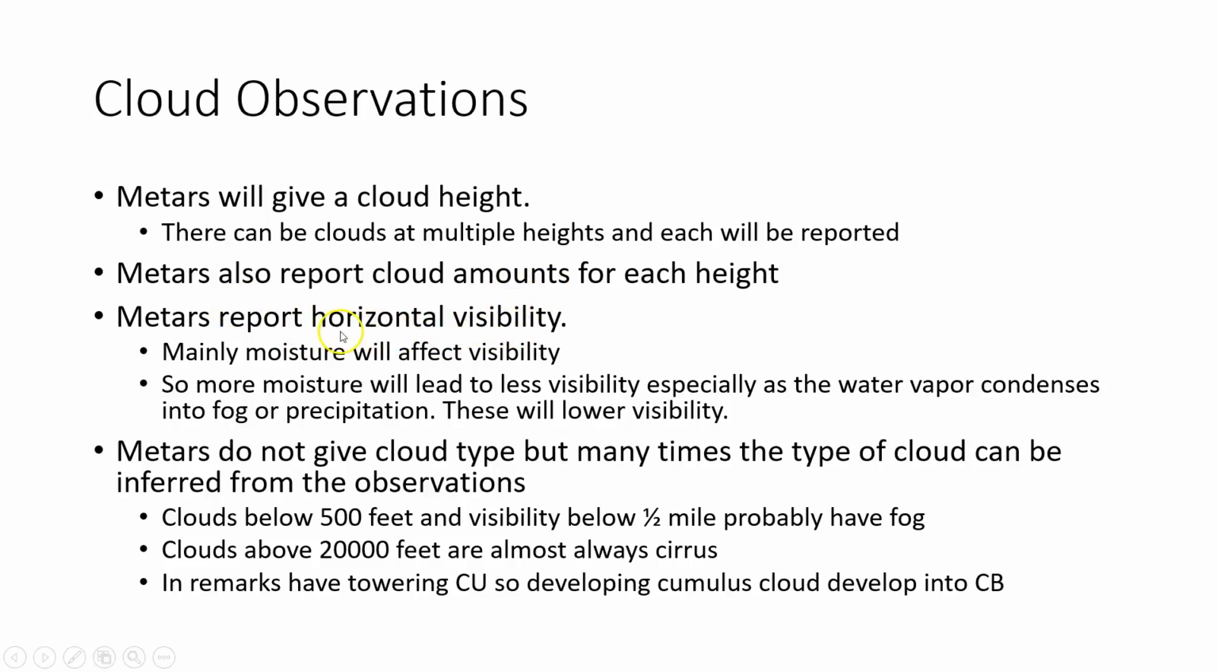METARs also report the horizontal visibility. Horizontal visibility is mainly affected by moisture, such as fog, such as snow. Snow reduces visibility rapidly compared to rain. And this is just some more information about how METARs estimate the different cloud types.